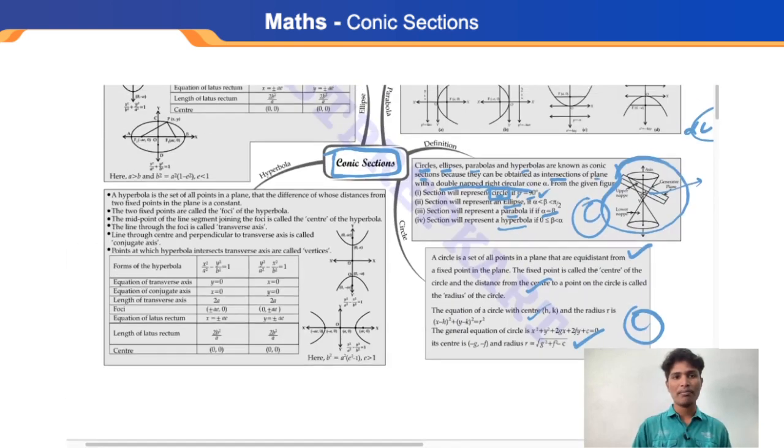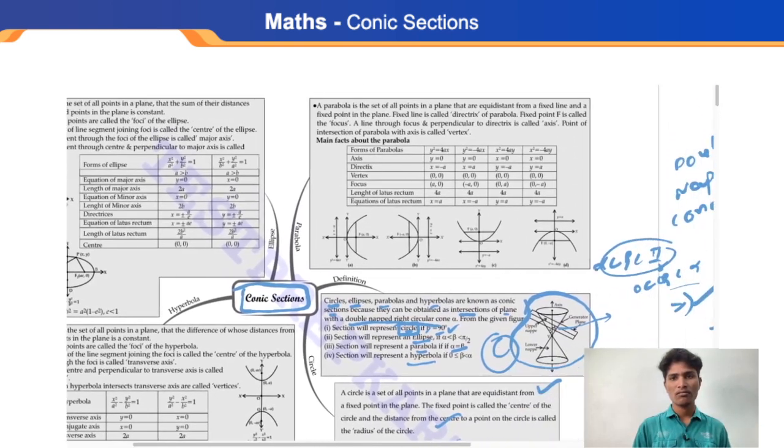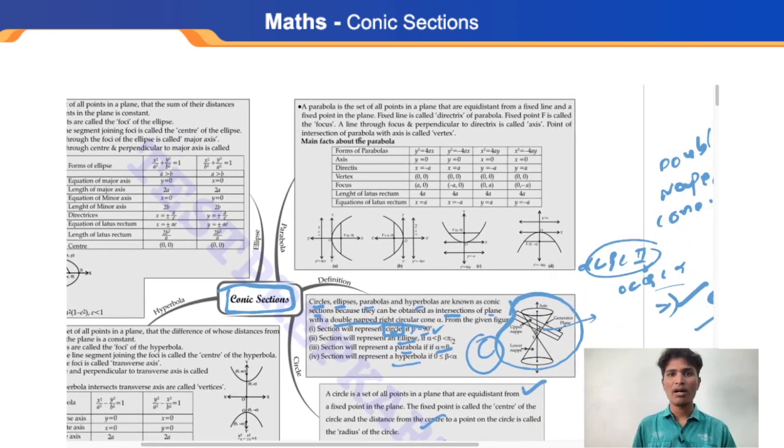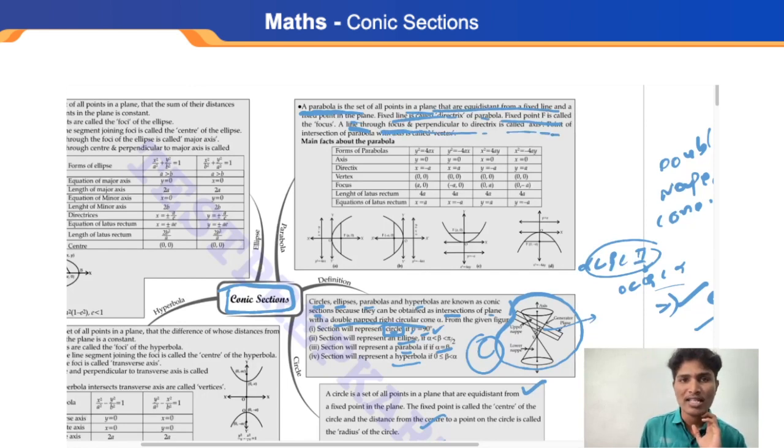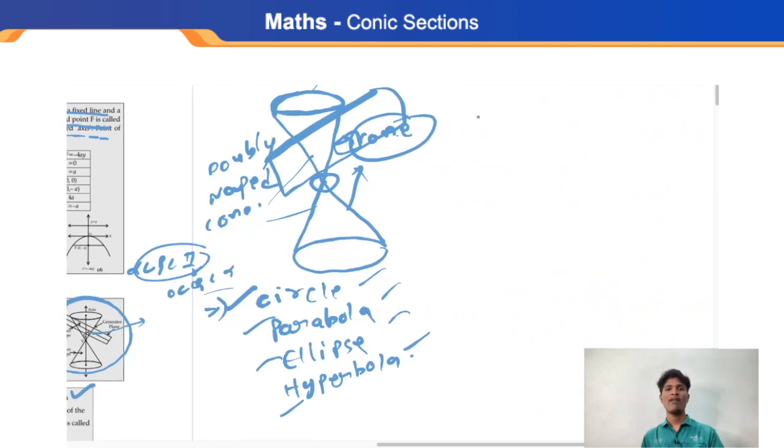Now I will discuss the parabola. What is a parabola? A parabola is a set of all points in a plane that are equidistant from a fixed line and a fixed point in the plane. The fixed line is called the directrix of the parabola, and the fixed point F is called the focus. A line through the focus and perpendicular to the directrix is called the axis, and the point of intersection. I will explain all of this.